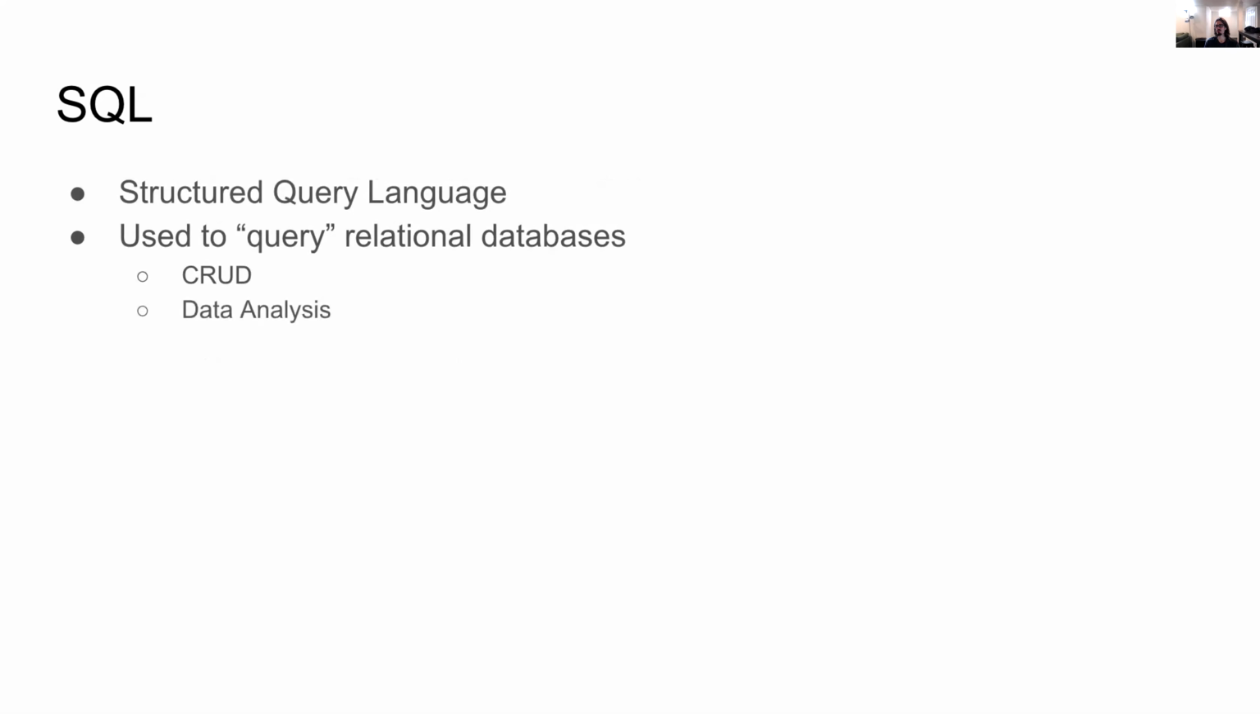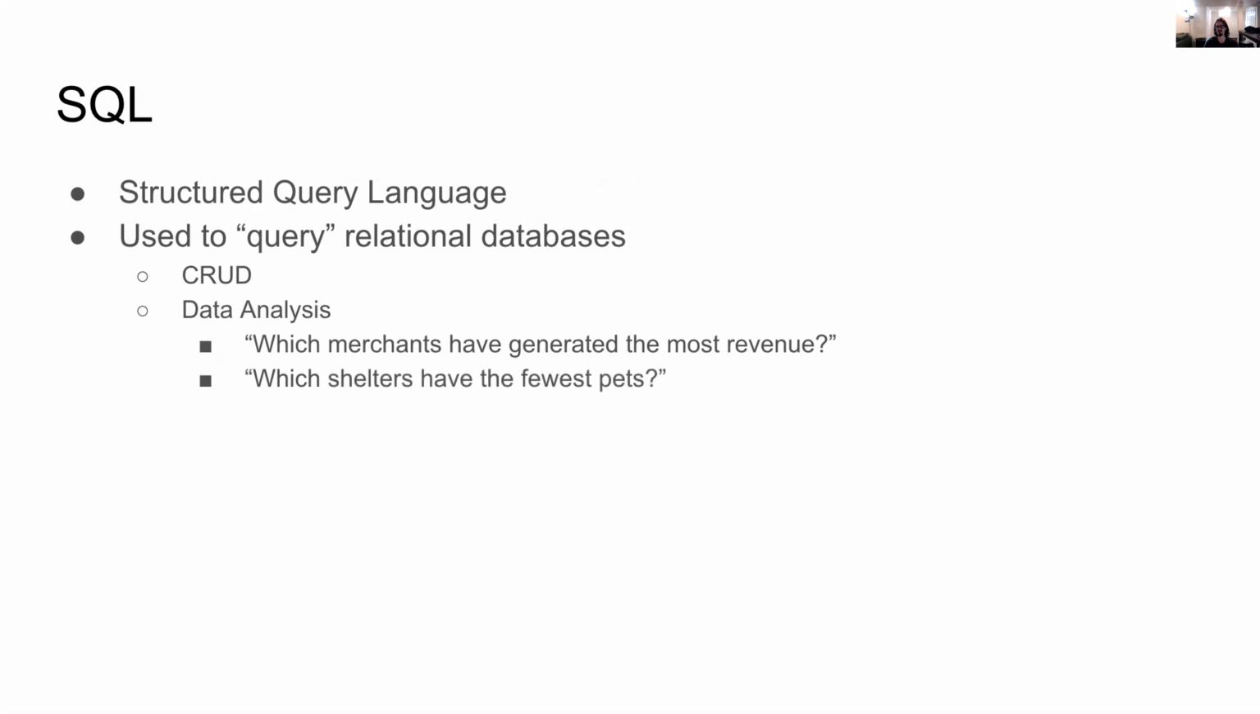Another thing that you could do is data analysis. For example, we have this big collection of data. Imagine we're making Amazon or some sort of shopping app. Maybe we want to know which merchants have generated the most revenue, who are top performing merchants. Maybe we want to give them a bonus for being such good merchants on our platform. If we're doing the pets and shelters example, maybe we want to know which shelters have the fewest pets so that we can offer support to them or whatever it is. So this is data analysis. This is another category of what you might use SQL for.